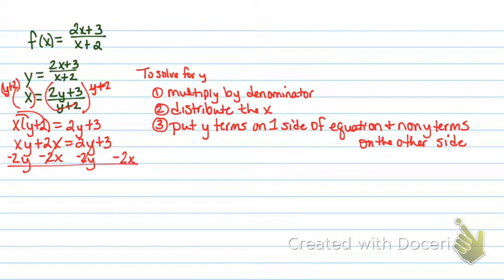All right, so what I end up getting now is I have xy minus 2y on the left equals 3 minus 2x on the right. Now, we still can't combine those two y's, but they have a y in common. So we're going to common factor out a y.